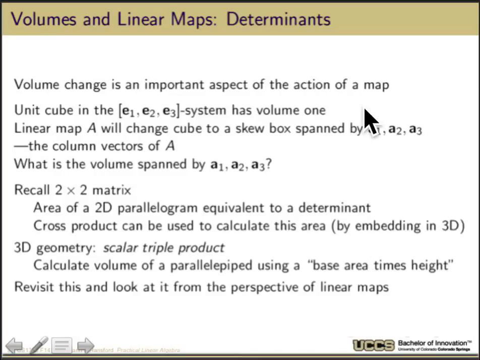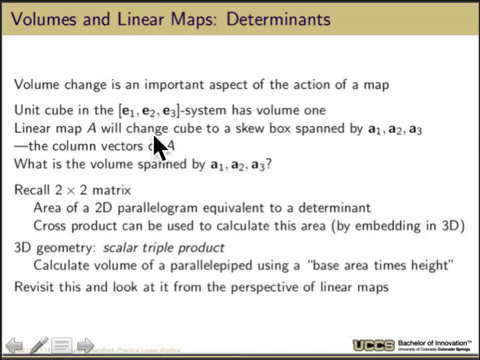Now we're going to move on to dealing with volumes. So in 3D, we don't have area, we have volume, and how you change volume when you map from 3D to 3D is a very important aspect of the action of a map. So again, if we go back to the unit cube, it has volume 1. A linear map will change the cube into a skew box spanned by the three vectors A1, A2, A3, the columns of the matrix A.